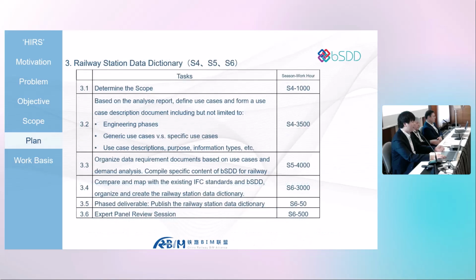And for the third phase, it's from season 4 to season 6. We have done most of it, and what we need to do is the expert panel review session and finish the development and publish the railway station data dictionary on the website. Right now we have finished combining those standards offline, but we haven't published it online. We will do that later after the autumn summit.